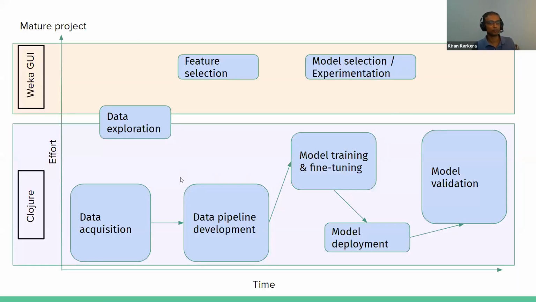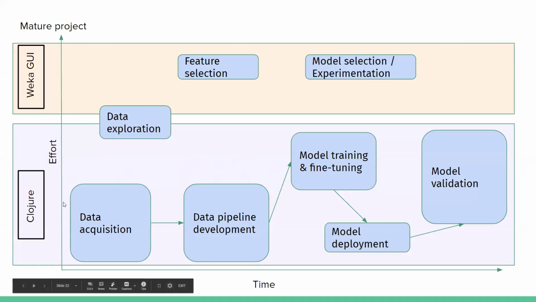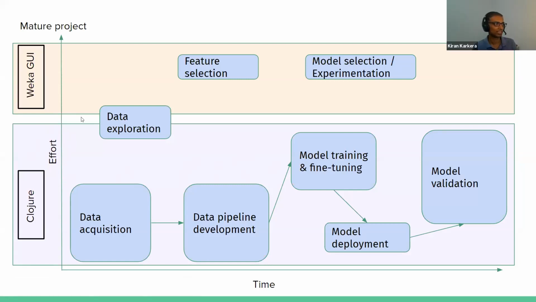And over time, okay, how much time do I have left now? 1 minute left. Okay. So over time, on an effort scale, basically my work stays in Clojure, and I use the Weka GUI less and less, and all of my work, model tuning, model deployment, model validation, all of that happens only in my Clojure and Emacs workspace.